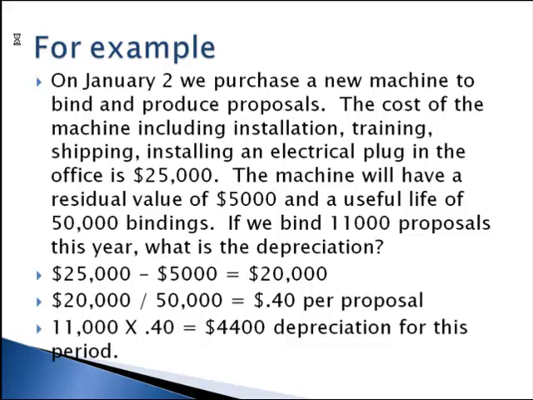And so we would then enter our journal entry: debit depreciation expense on equipment, $4,400, and then credit accumulated depreciation on our equipment for $4,400.